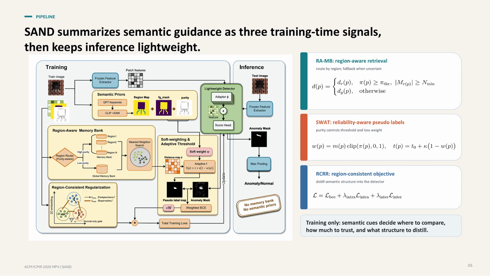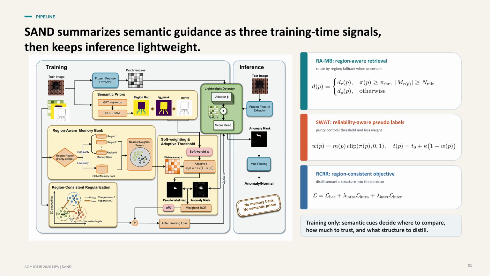First, RAM/B changes where a patch is compared. If a patch has reliable region evidence, its nearest neighbor distance is computed from the corresponding in-region memory subset. If the region queue is uncertain, or the corresponding region bank is too small, SAND falls back to the global memory bank. This fallback is important. It prevents imperfect region partitions from becoming a new source of training noise.